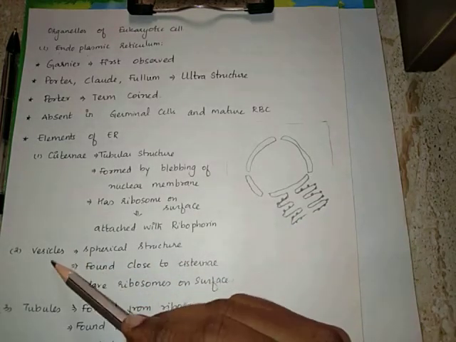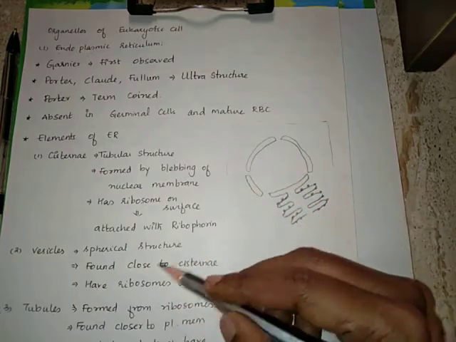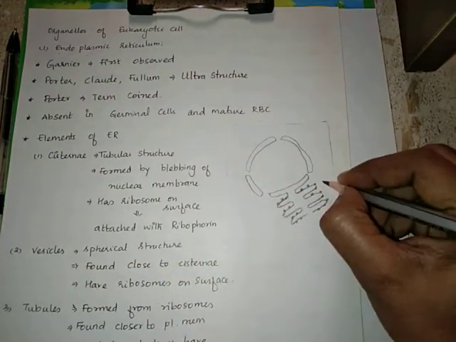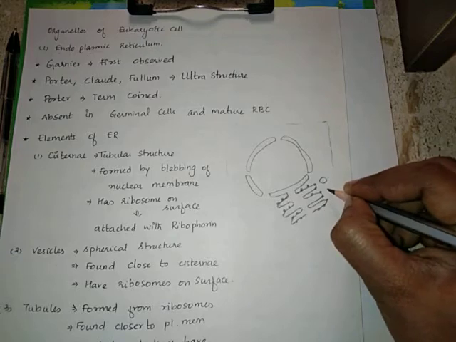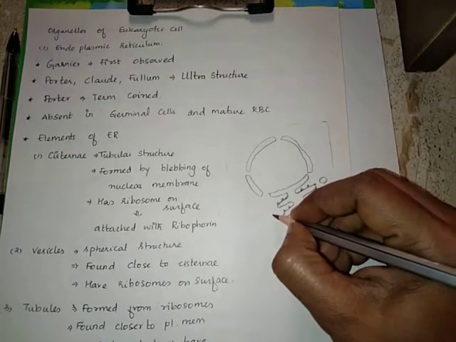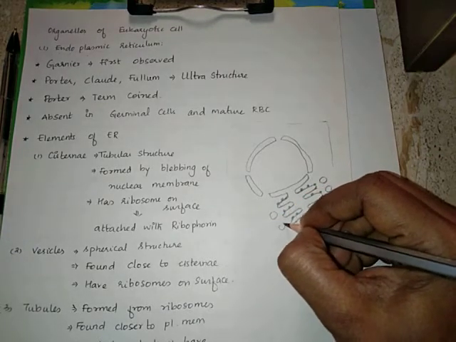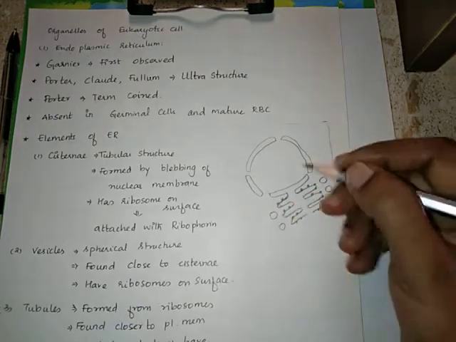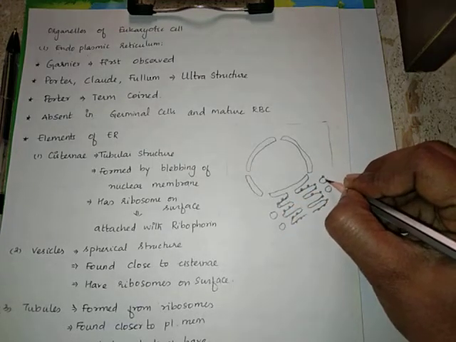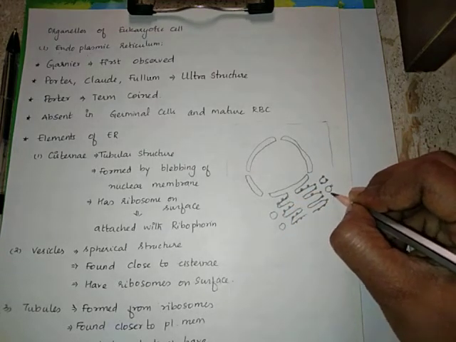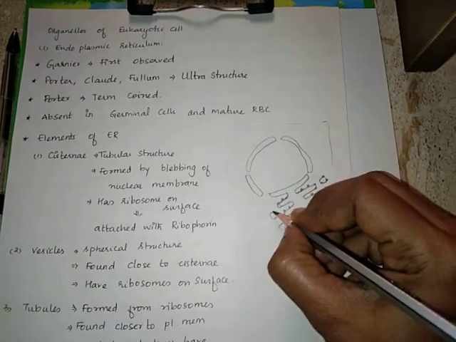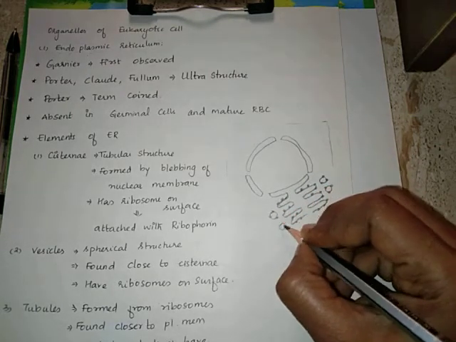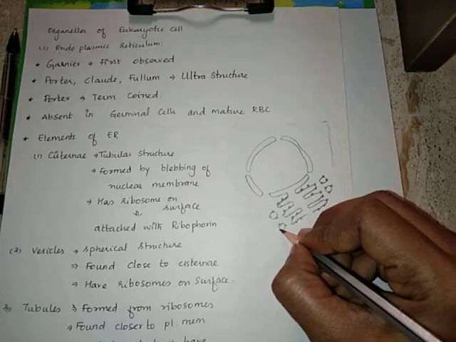The next part is a vesicle. Vesicles are usually found closer to the cisternae like this. Actually, they are formed by pinching off the ends of the cisternae. So they also have ribosomes on their surface, and these are small spherical structures that are usually found closer to cisternae, and they are called the vesicles.